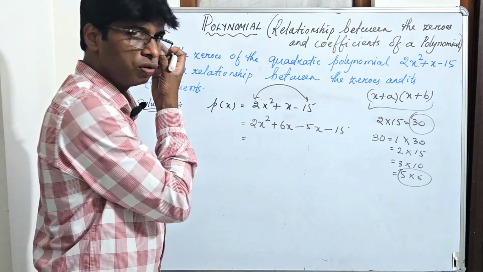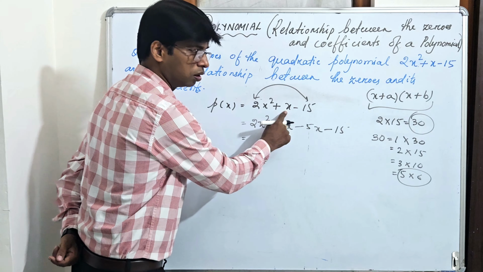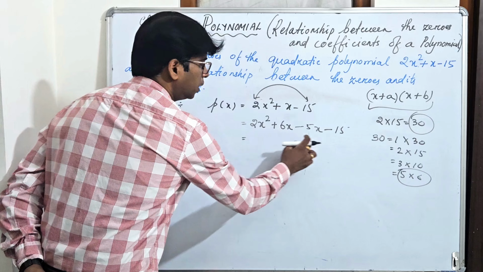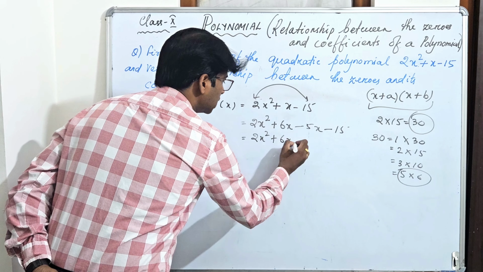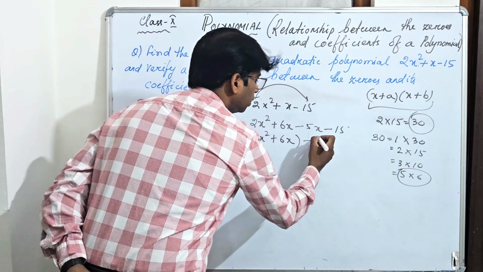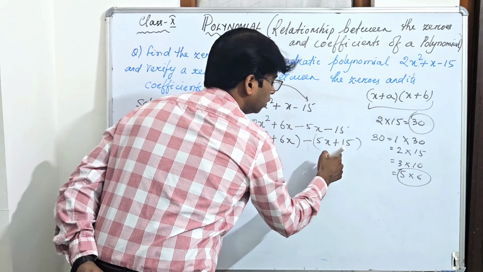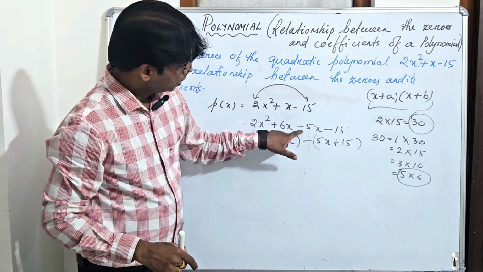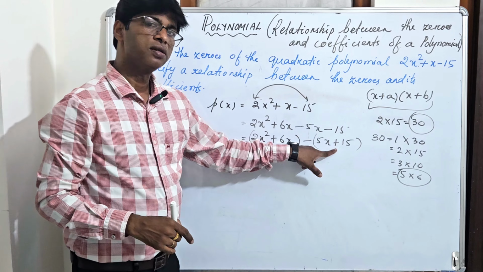Now the next step is to regroup, because you see plus 6x minus 5x is equal to plus x. So now we have split the middle term and you have to regroup it. 2x square plus 6x is 2x into x plus 3 within the bracket. Then if you keep this in the bracket, the sign will change, because you see a minus sign is there before the bracket. So obviously inside the bracket the sign will change.